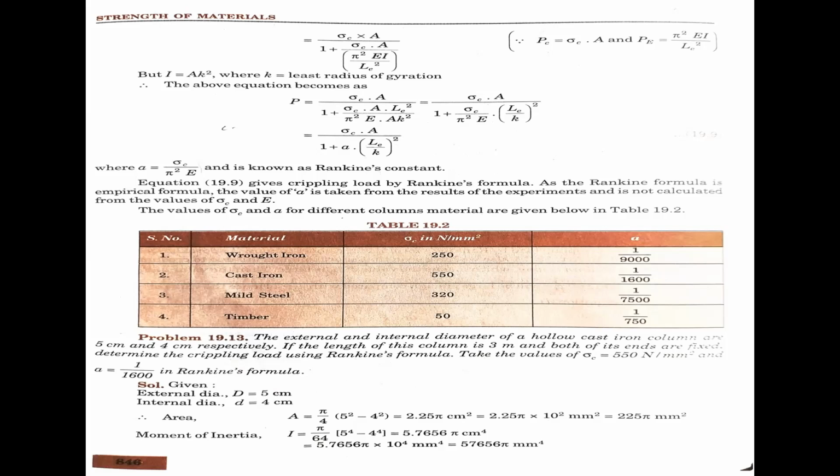Now we have to substitute in the equation. That equals 5.76565 into centimeter to the power 4. I have to convert to mm power 4: 5.76565 into 10 to the power of 4 mm to the power 4. That is the calculation for moment of inertia for a hollow circle. Least radius of gyration k equal to root of I by A. You have to calculate the k value: 25.625 mm.